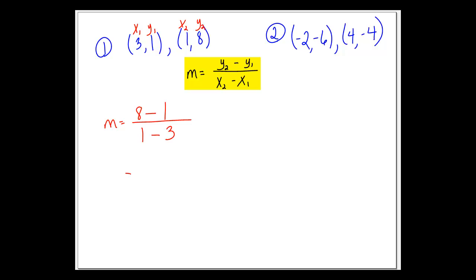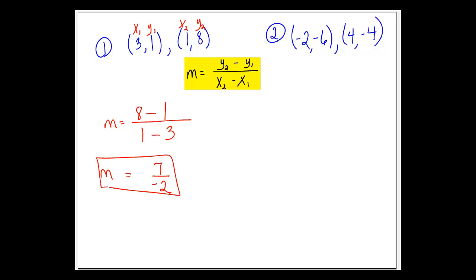Doing our math, do the numerator. 8 minus 1 would be 7. 1 minus 3 would be negative 2. Reduce if you can. That does not reduce, so our slope is m equals negative 7/2.